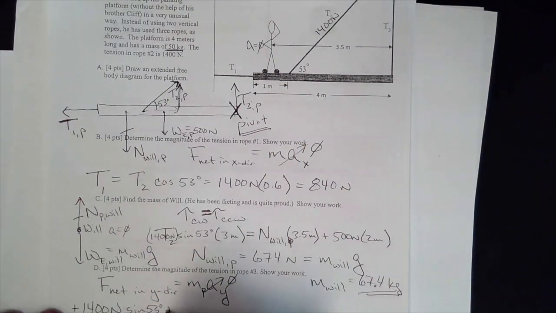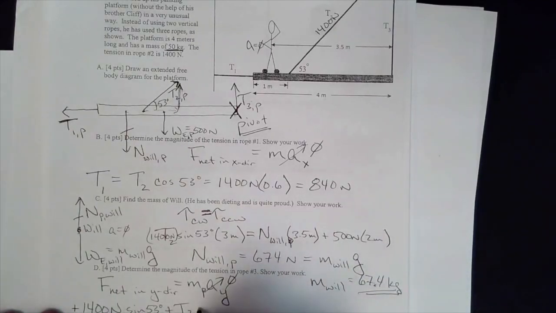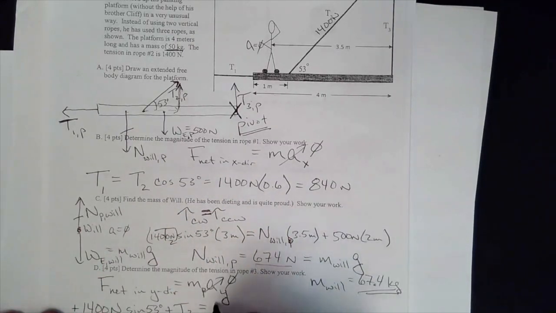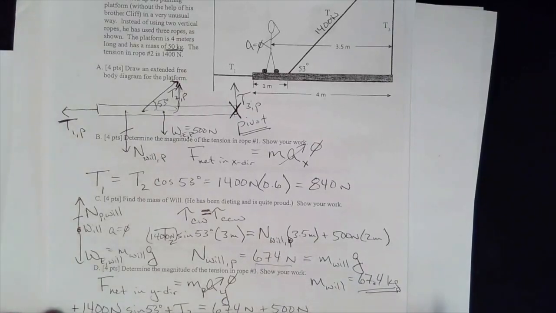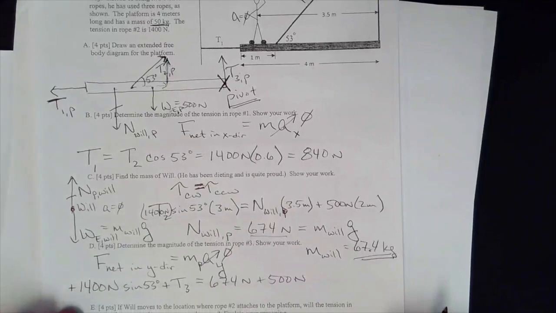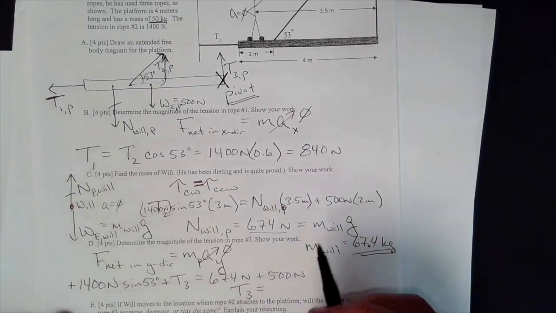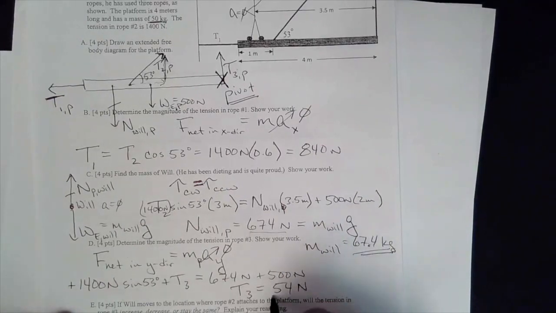I then have T3, that's what I'm looking for. It's up so it's positive. I then have the push down by Will, which we said was 674 newtons, and I have the pull down by gravity, which is 500 newtons. And if I do that math, I find that T3 is going to equal 54 newtons.